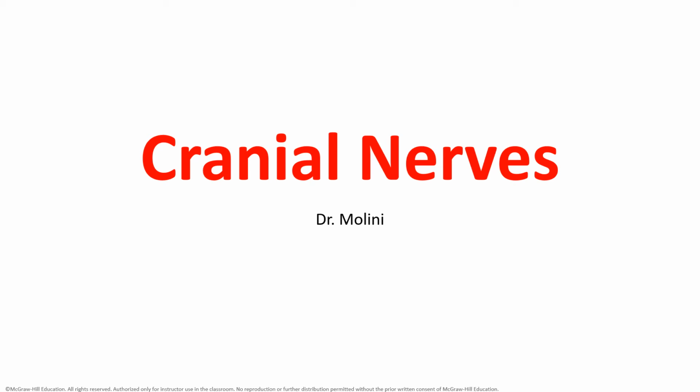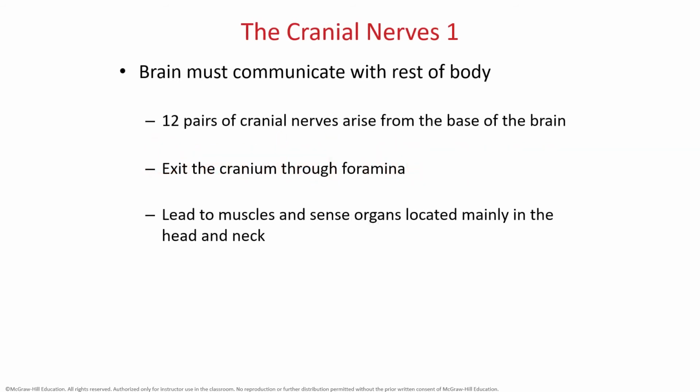In this video, we're going to go over the cranial nerves and how to test them. The brain must communicate with the rest of the body. One way it can communicate with the rest of the body is through the 12 pairs of cranial nerves, which are going to arise from the base of the brain. These are going to exit the cranium through foramina. They lead to muscles and sense organs located mainly in the head and neck.